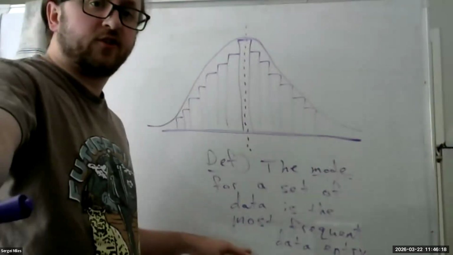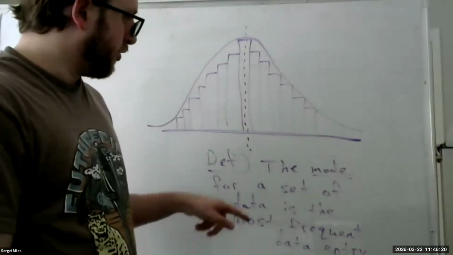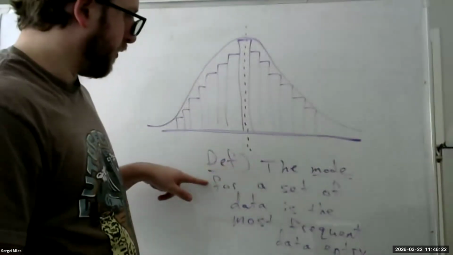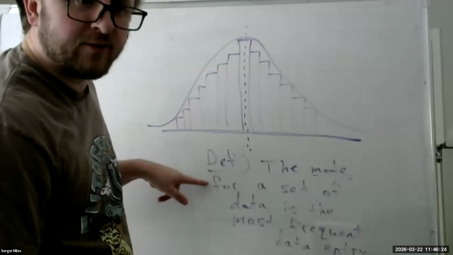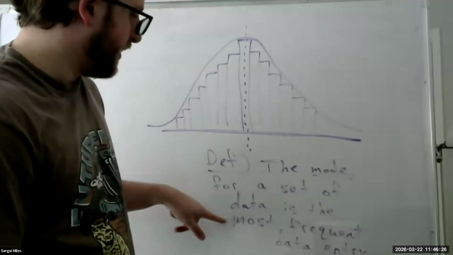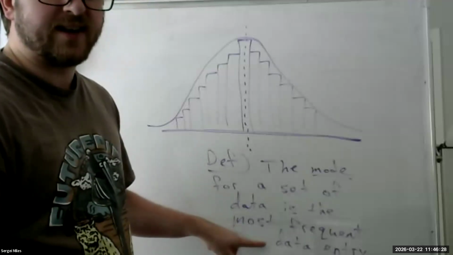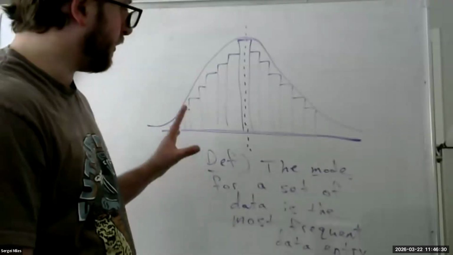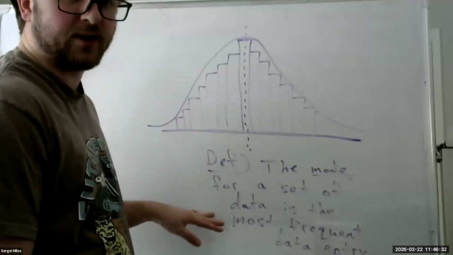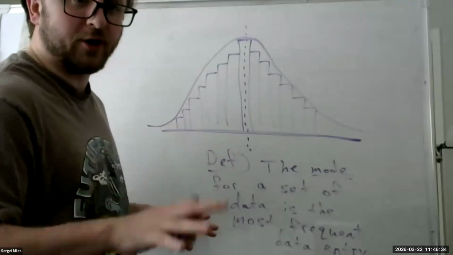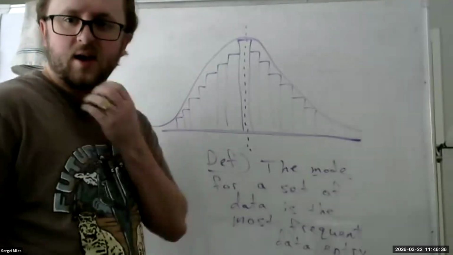You can also see the definition for the mode in the textbook. So the mode for a set of data is the most frequent data entry. Okay, I apologize, this is probably very terrible to read. I need to get a new marker, so apologies for that.